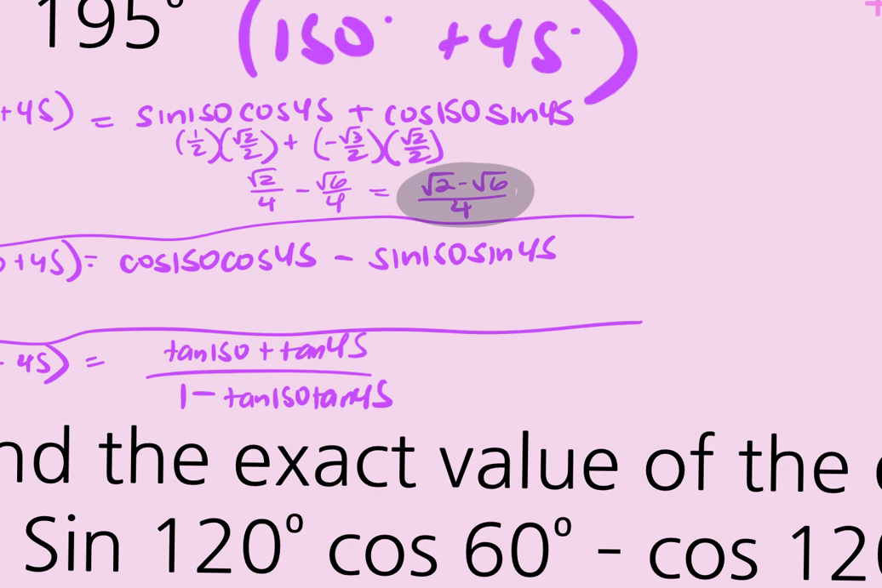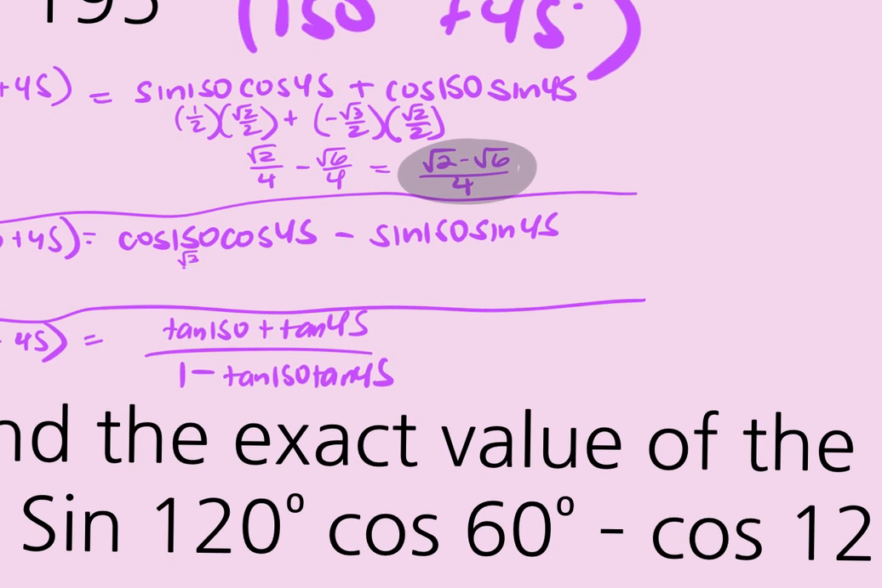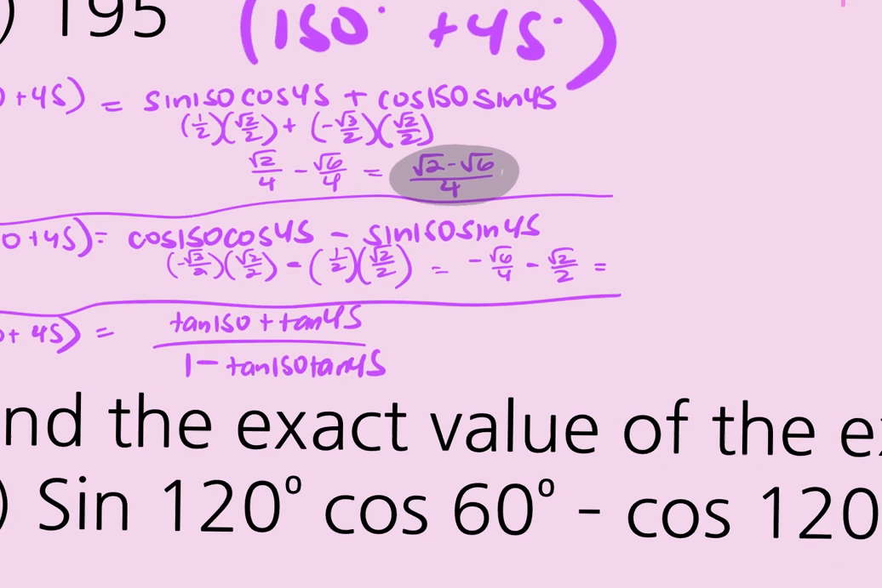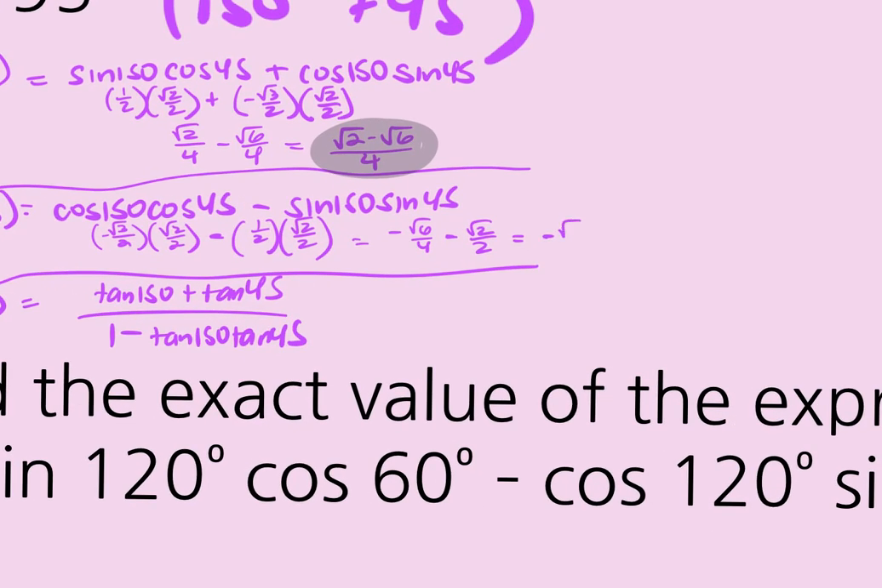Then cosine would be negative root 3 over 2, sorry, and root 2 over 2. Yeah. Minus sine of 150, which is 1/2. Sine of 45 is root 2 over 2. And I get negative root 6 over 4 minus root 2 over 4. So I get negative root 6 minus root 2 over 4. Oh, this should be 4.